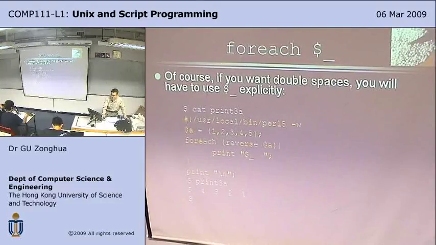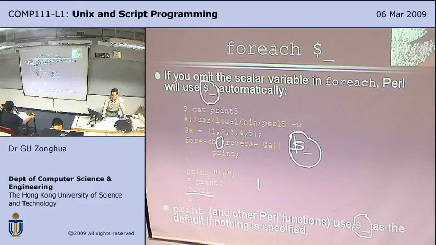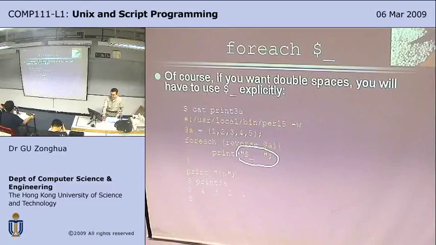So if you want a double space, you can just say explicitly this guy, double quote, $_, double space. So that previous example without the double space is essentially equivalent to print $_. So if you omit it, it is fine. But if you want a double space, you have to put it there explicitly, like this.